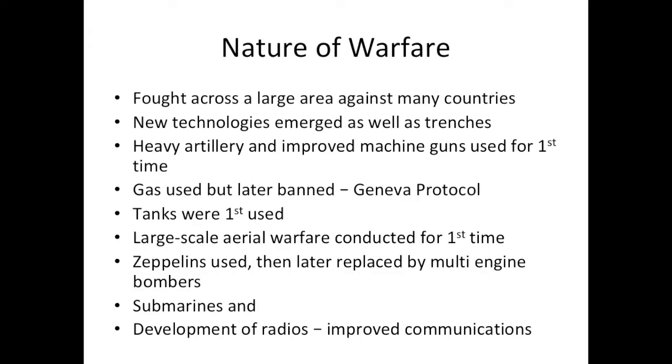Nature of warfare. Unlike earlier wars, World War I was fought across a large area against many countries. New technologies emerged as well as trenches. Heavy artillery was used for the first time, as well as improved machine guns. Germany introduced gas, but it was then banned under a treaty in 1925 called the Geneva Protocol. Tanks were first used. However, they were not extremely effective at the start.